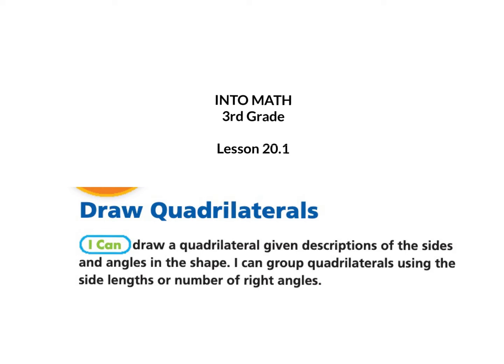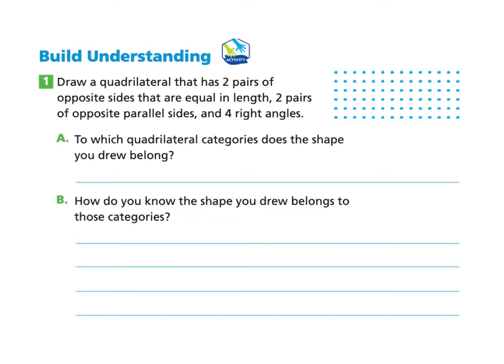This is Into Math 3rd grade, lesson 20.1. Draw quadrilaterals. I can draw a quadrilateral given descriptions of the sides and angles in the shape. I can group quadrilaterals using the side lengths or number of right angles. Please gather your workbook and a pencil and turn to page 512.